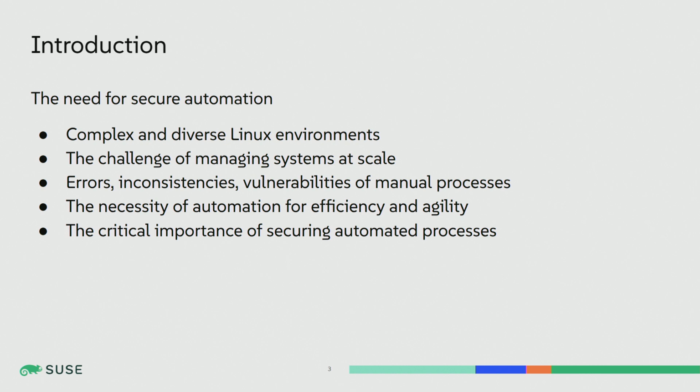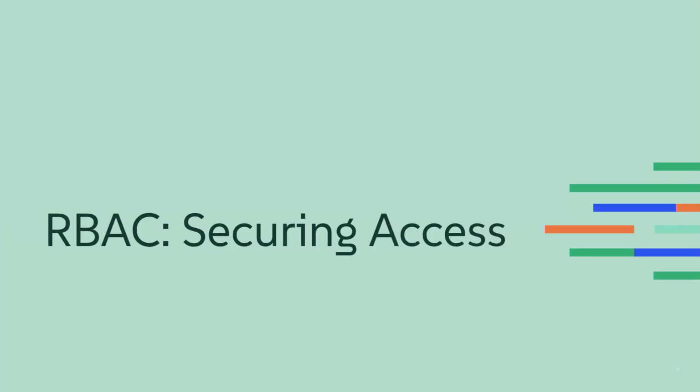And of course, also efficiency and agility. The bigger the environment goes, the more you need to take steps towards automation for efficiency. And also, automation is a powerful concept. So with automation, you have to make sure that you're securing your processes and the agents you're using for those automations. So the first concept I'm talking about is role-based access control for securing access.